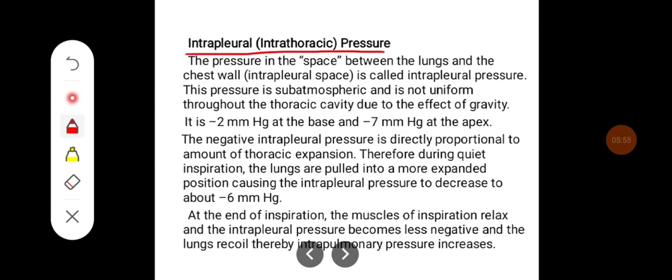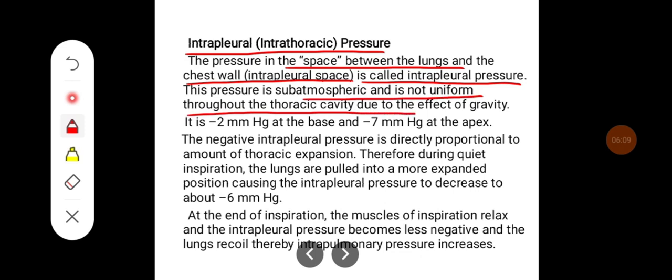Intrapleural pressure. The pressure in the space between lungs and the chest wall, that is the intrapleural space, is called intrapleural pressure. This pressure is subatmospheric and is not uniform throughout the thoracic cavity due to the effect of gravity. It is minus 2 mm Hg at the base and minus 7 mm Hg at the apex.